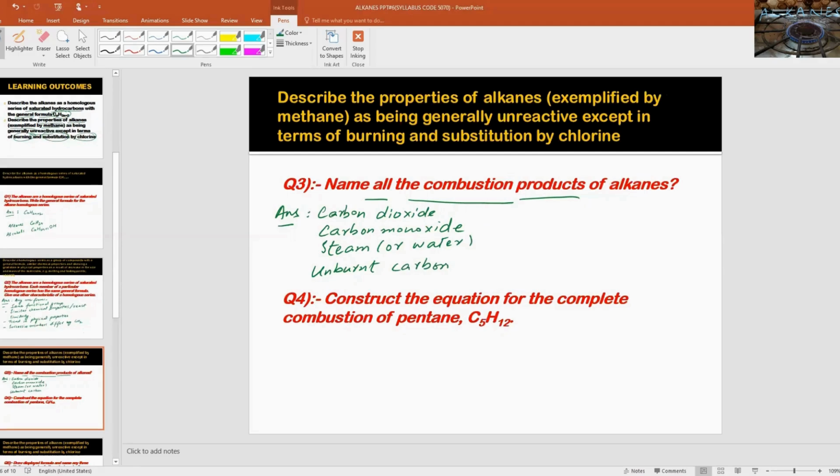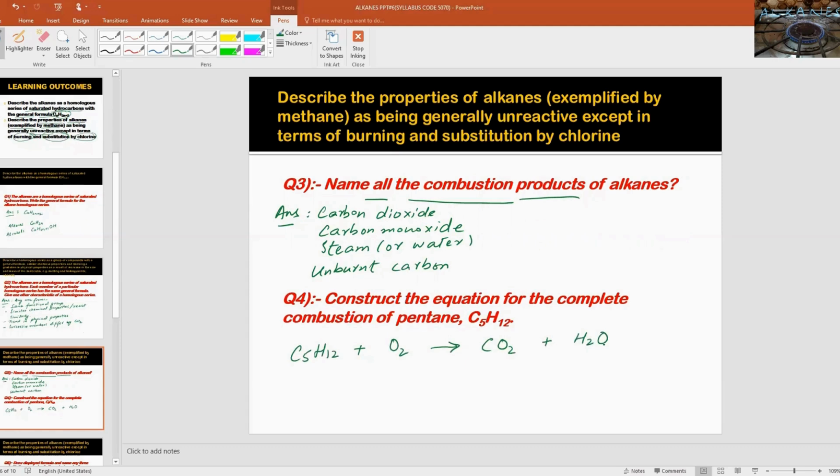Next question. Construct the equation for the complete combustion of pentane, C5H12. Try to write the balanced chemical equation. Let's write the equation. C5H12 plus O2. Products will be CO2 plus H2O.